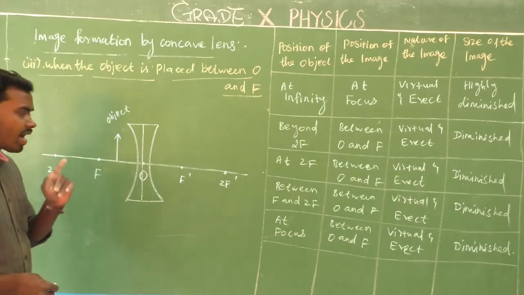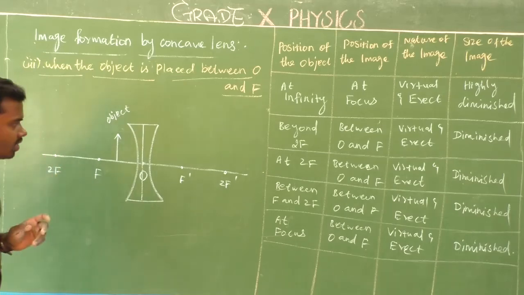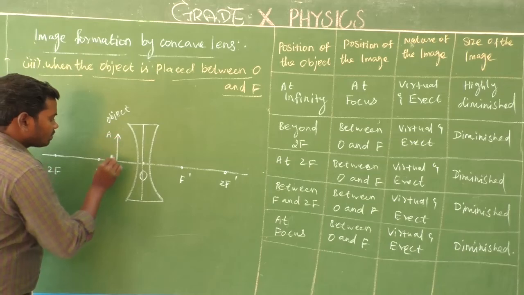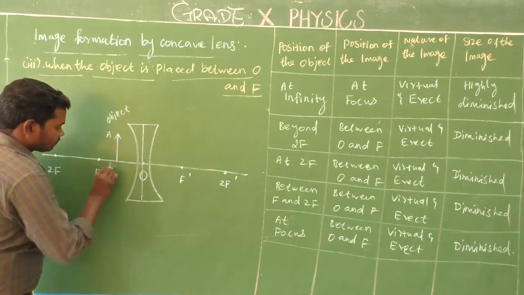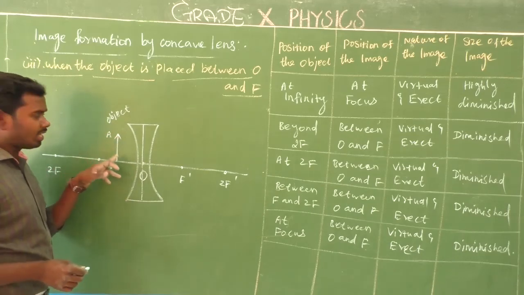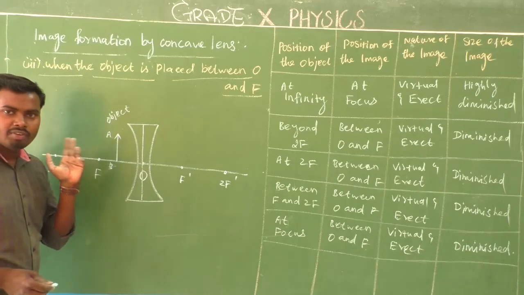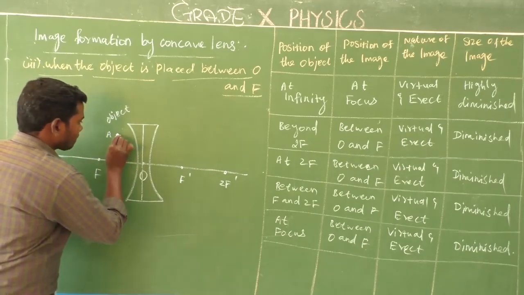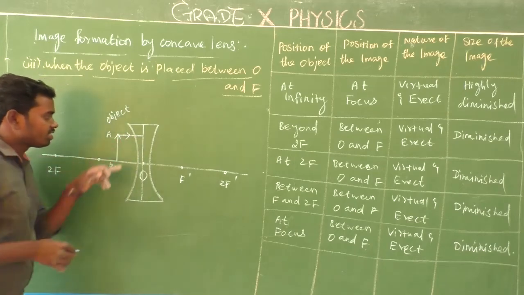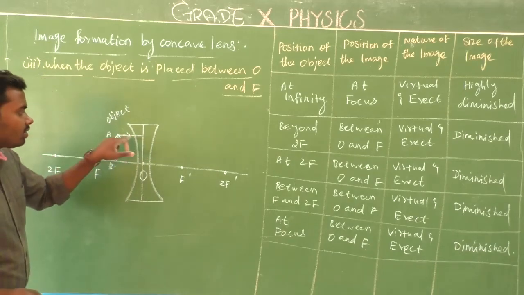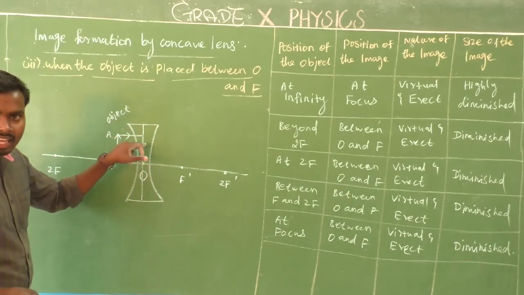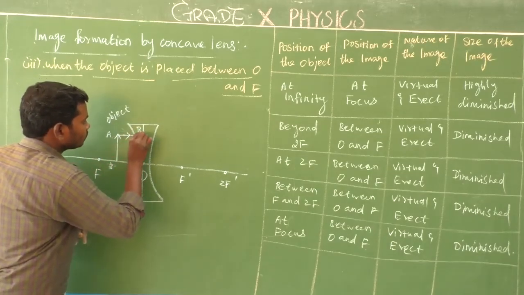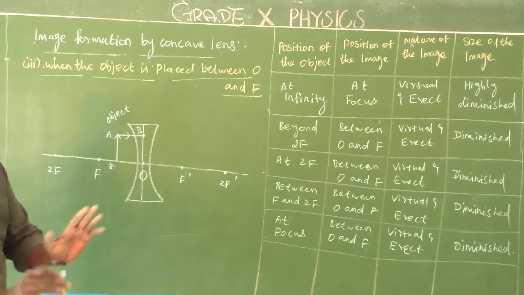Is it clear? Yes. Consider first ray of light, which is coming from top of the object. So A is the top of the object and B is the bottom of the object. Is it clear? So consider the ray of light coming from top of the object. That ray of light is parallel to the principal axis, like this. This is incident ray. That ray of light falls inside the concave lens at the point B. Is it clear? Very simple.